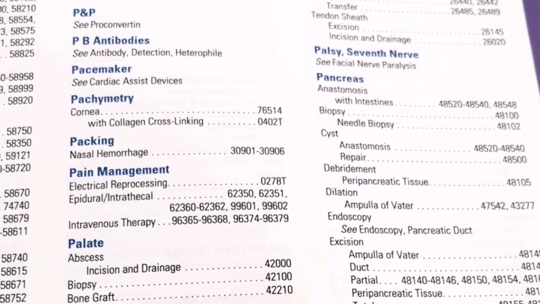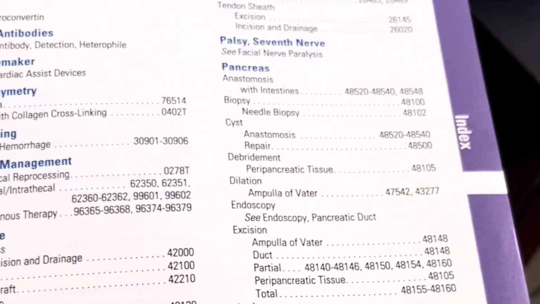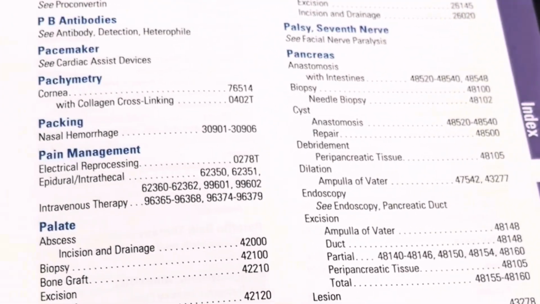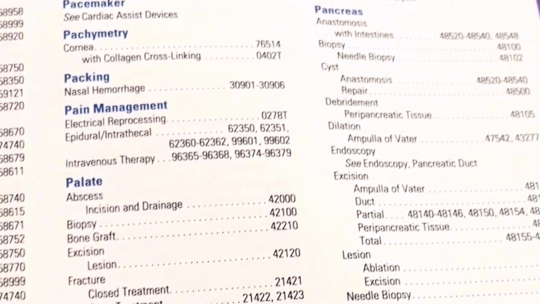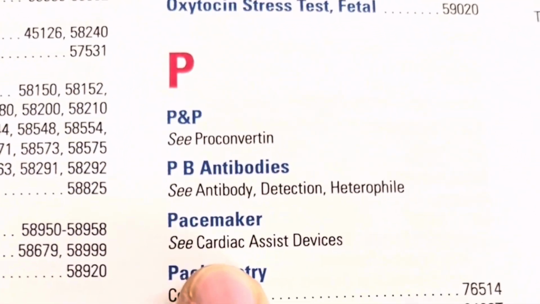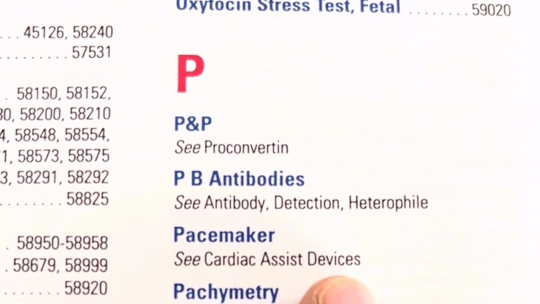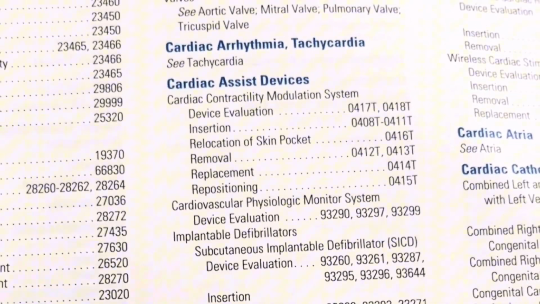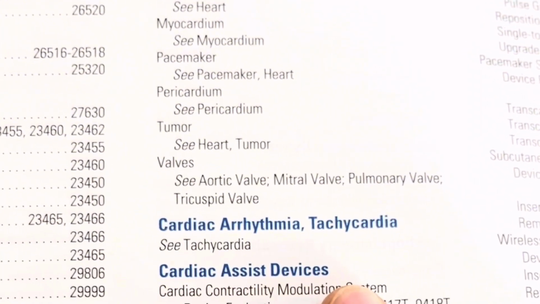So here it's mentioned relocation of pacemaker pocket. So you need to check pacemaker first. When you go to the index page, pacemaker will be here. See, but here it's mentioned see cardiac assist devices. So you need to go to cardiac assist devices. So go to C and you will get cardiac assist devices. Yes, it's here.